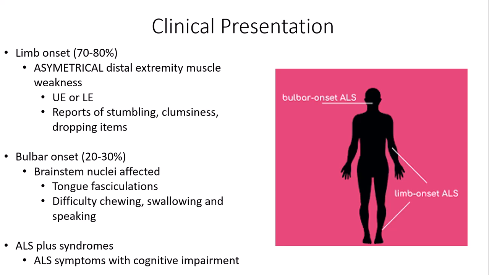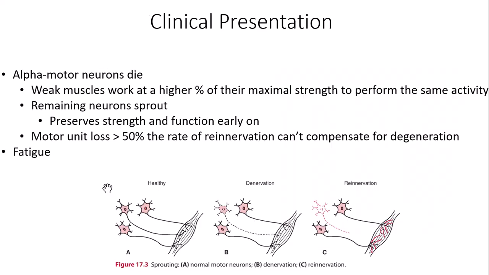Okay, there's also ALS plus syndromes, and this is typically associated with the familial or the inherited ALS. The ALS plus syndromes are all the ALS symptoms plus cognitive impairment. Okay, another piece of the clinical presentation is oftentimes these patients aren't diagnosed right away.